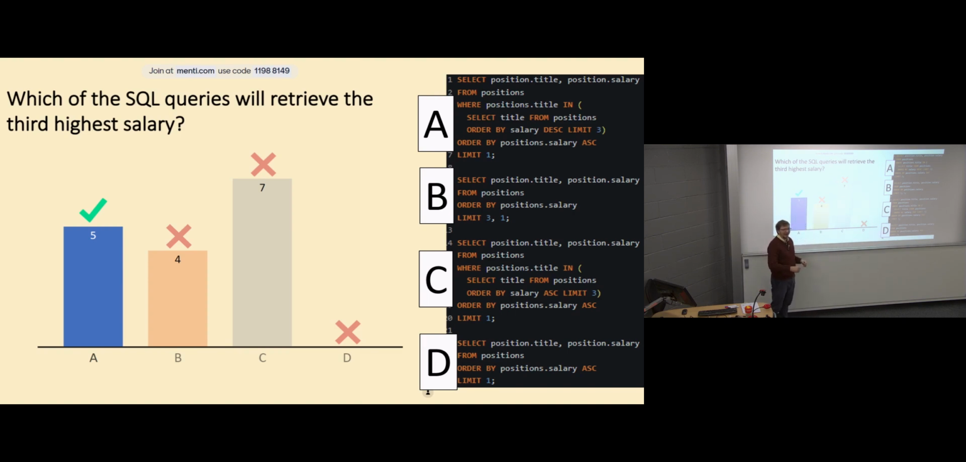Oh, I thought you were disagreeing. I was like, oh gosh. Okay, good. B, I mean, that would be a really cheeky way of doing it if SQL would let you do that, but it doesn't. So limit 3-1, that doesn't really make sense, does it?